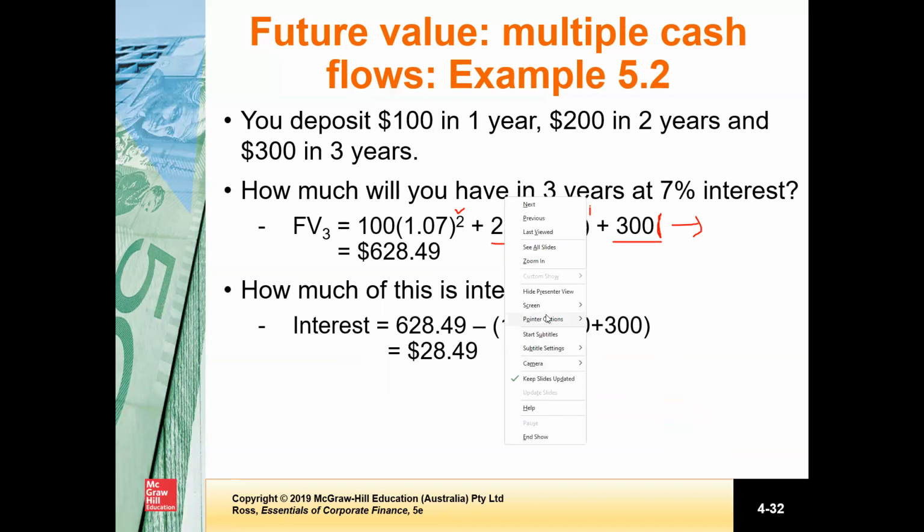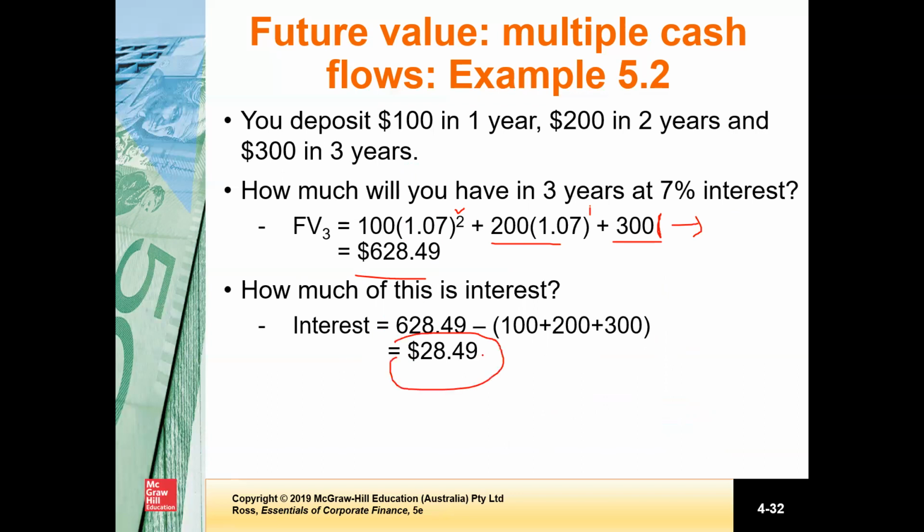So once we calculate the future value and we know how much we have invested, we can find out how much interest we are getting. Okay, so we deposited actually 600, and the future value is 628.49, which means 28.49 is the interest amount.